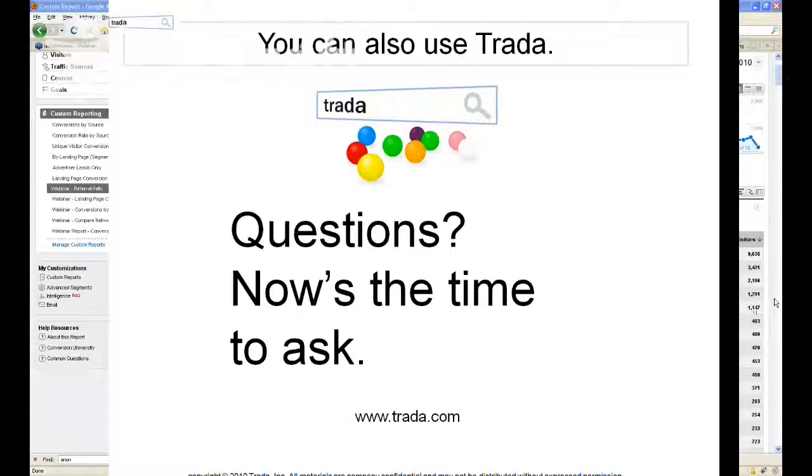So here's a question. Is there a similar way to use Google Analytics to get better at AdSense? Neil, can you take that? Absolutely. So I mentioned right at the end that when I was showing the referral URLs, there was a way to use that data in your AdSense campaigns.